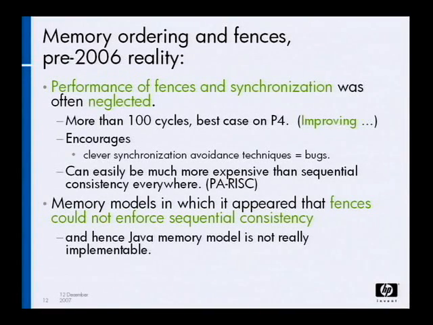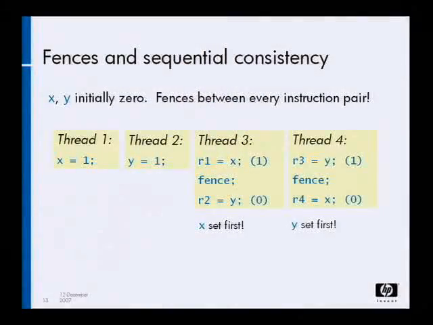The other interesting thing that happened is that we ended up with some memory models in which it was not at all clear that the fence instructions provided by the hardware could actually be used to get you back to full sequential consistency. And if full sequential consistency is not implementable, it turns out you also can't implement the Java memory model, so you can't implement some of the programming languages as defined on top of it. The example here illustrates why this might be an issue.